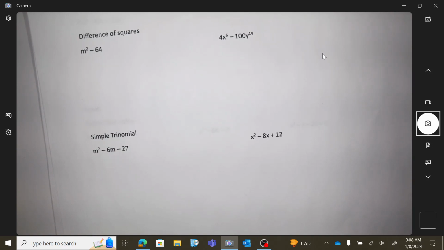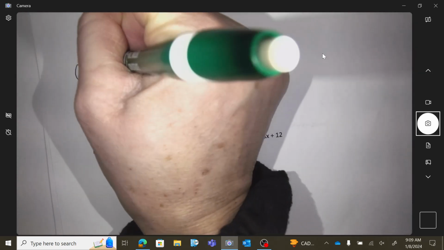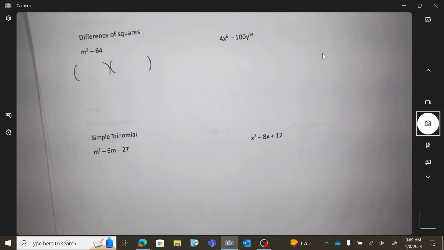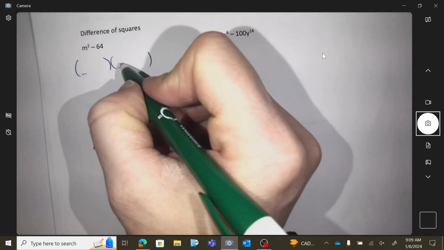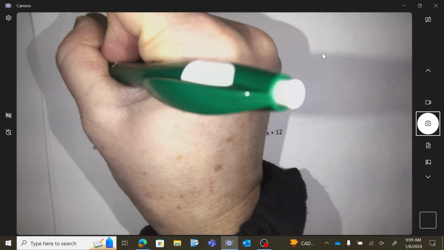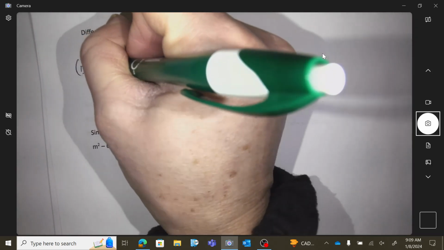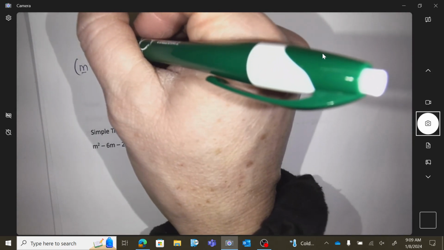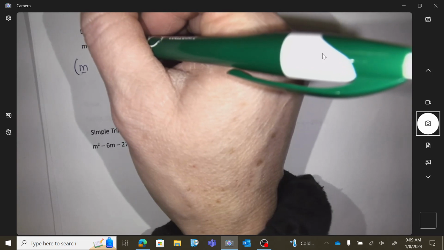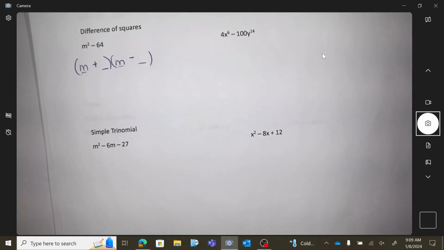Okay, so then the next type here says the difference of squares. So you can see that the difference is the subtract. Okay, so I need 2 brackets. In the first position, you're going to say what times what is m squared? So m times m. And then you're going to say what times what is negative 64. So if I'm going to times 2 things and it's going to end up negative, what do I know? One of them is plus and one of them is negative, if you're going to times 2 things to be negative. And then what times what makes 64?